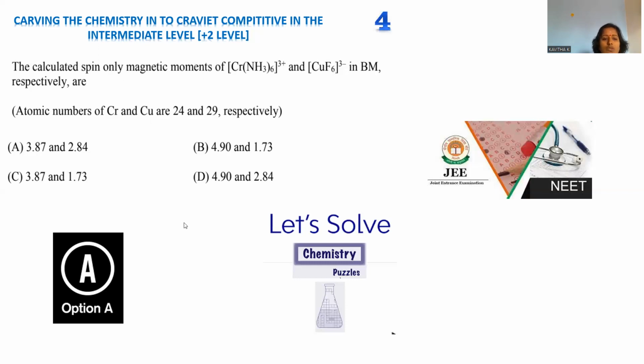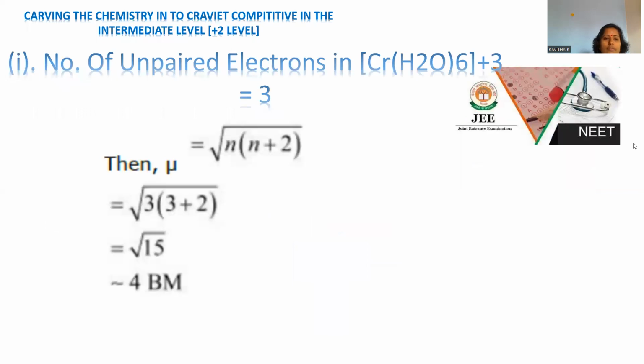Let's go with how to solve this. For these two compounds, 3.87 corresponds to the chromium hexaammine cation, and the copper hexafluoride anion compound has 2.84. So this will be the right answer. Let's see how it is possible to solve. The number of unpaired electrons in the chromium 3+ complex will be taken as 3.